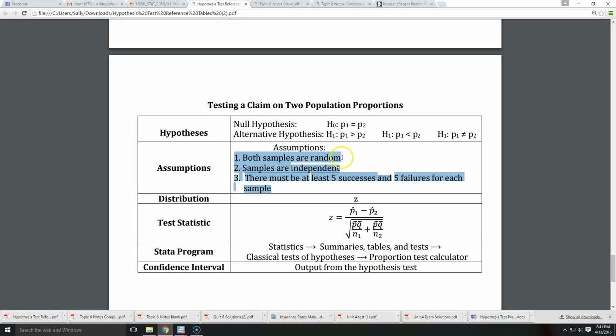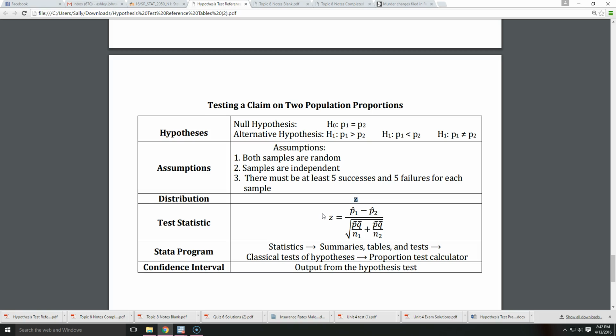So we need both of the samples to be random in a perfect world. We need the samples to be independent, ideally. However, if this fails again, we keep it as a disclaimer in mind. It's not a reason to stop doing the test. However, having 5 successes and 5 failures for each sample is absolutely crucial in order for this test to hold up. So again, proportions follow the z-distribution.